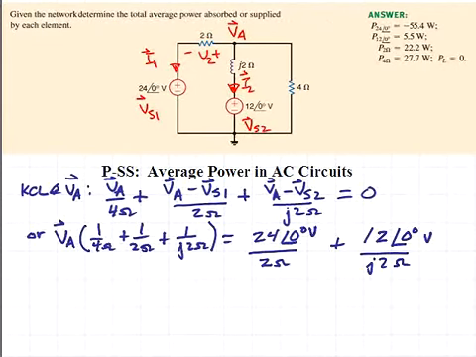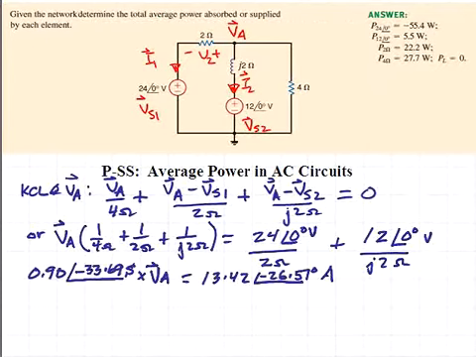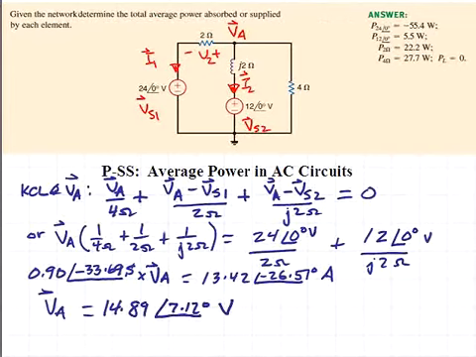known voltage source quantities. This can be reformed in the polar format so we have a polar form of admittance times V sub A is equal to a current phasor in the polar form. Or we can solve this for V sub A equals 14.89 at an angle of 7.12 degrees volts.